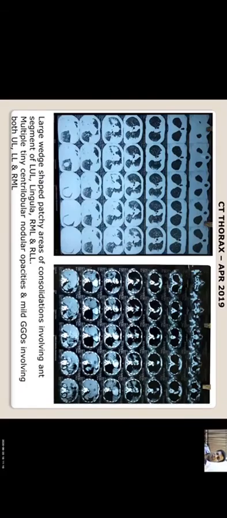So again, a repeat chest CT was done, and a large wave-shaped patchy area of consolidation involving the anterior segment of the left upper lobe, lingula, right middle lobe, and right lower lobe was seen. There were multiple tiny centrilobular nodular opacities and mild ground glass involving both upper lobes, lower lobes, and right middle lobe. On examination, the patient was slightly hypoxemic. He was having tachypnea. His BP was normal, and CBC was suggestive of leukocytosis. Ultrasound whole abdomen was suggestive of mild GB sludge, mild medicorenal disease, and minimal right-sided pleural effusion.